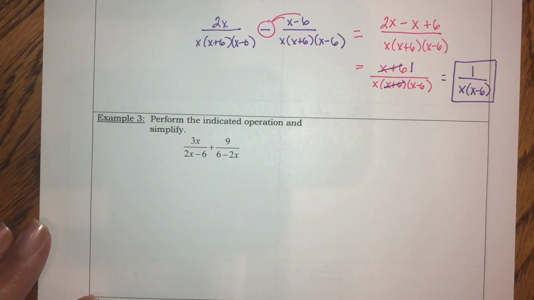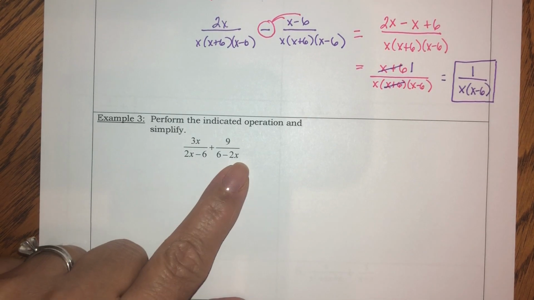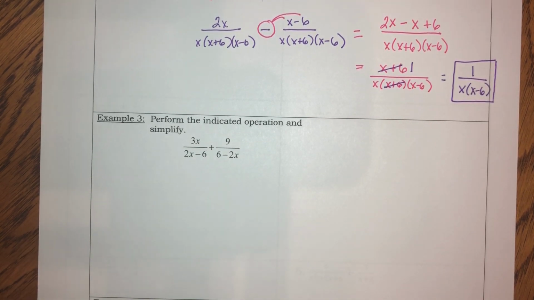Then we're going to talk about a special trick that happens with a problem like number 3. On number 3, what you should notice is that the denominators are so close to being the same thing, but there's something very critical that's different about them. They both have a 2x, they both have a 6. They're also both subtraction, but the order has changed. We need a common denominator.